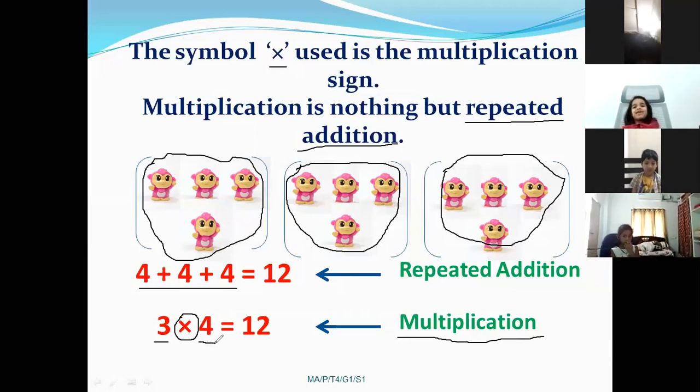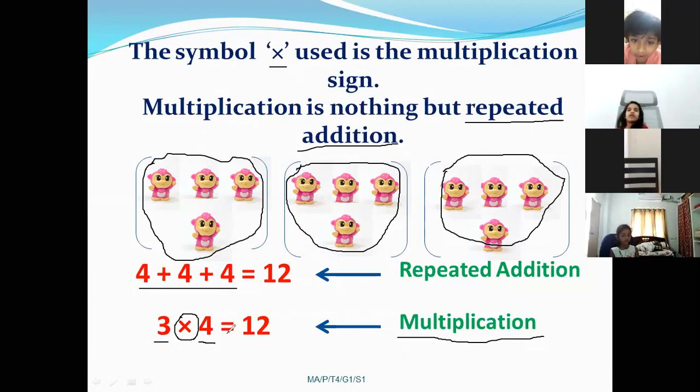Okay. Again, I'll repeat, listen carefully. How many groups are there? 3 groups are there. That's why we are writing 3 first. Then we will put the multiplication symbol. After this symbol, in one group, how many toys are there? 4 toys are there in one group. So we will write that 4 after the multiplication symbol. Then we will put the equal to sign.